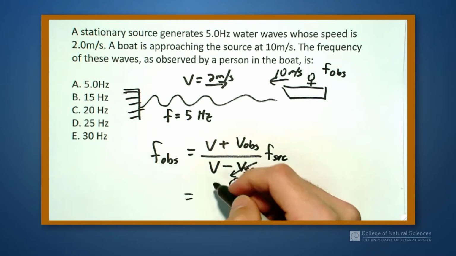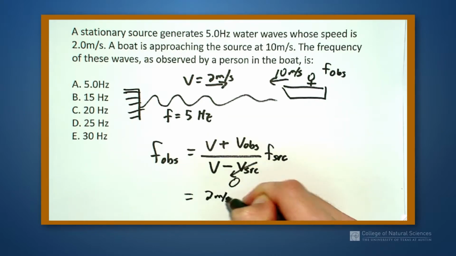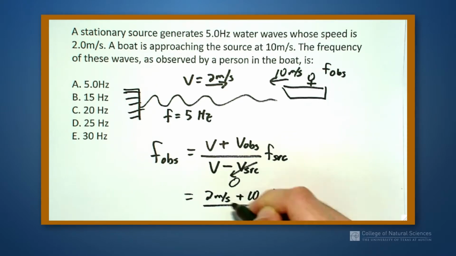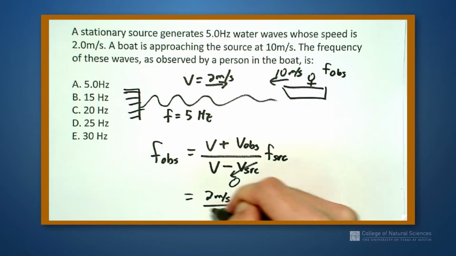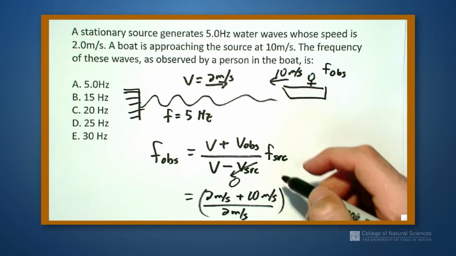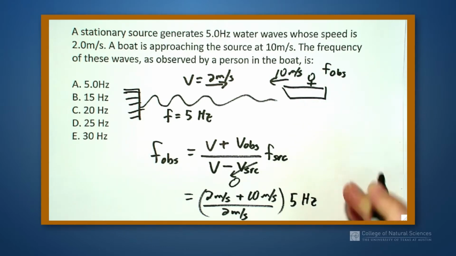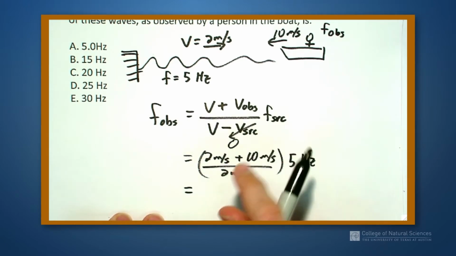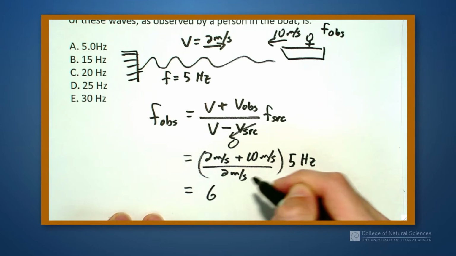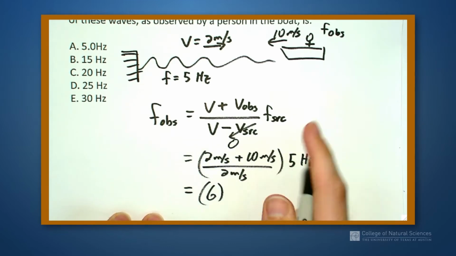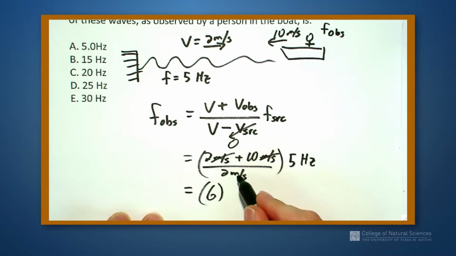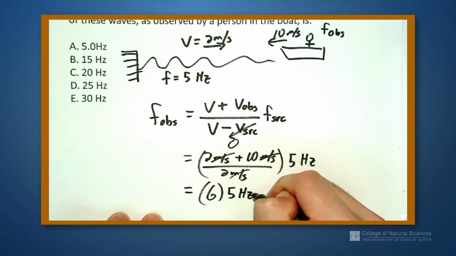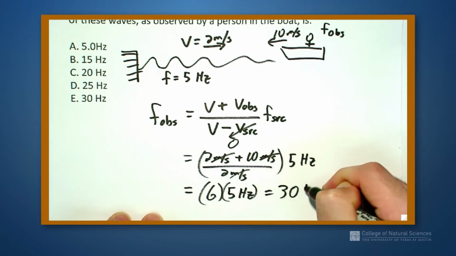So when I plug in the numbers here, I have 2 meters per second plus 10 meters per second over 2 meters per second, all times the frequency of the source, which was 5 Hertz. Which means I'm going to see this as 12 divided by 2, which is going to be 6. My units, meters per second on top cancel the meters per second on bottom. 6 times 5 Hertz will give me 30 Hertz.